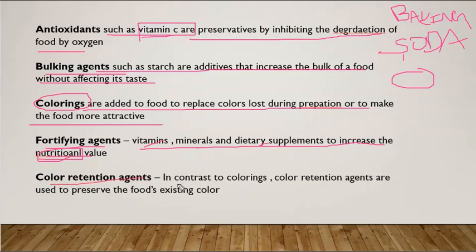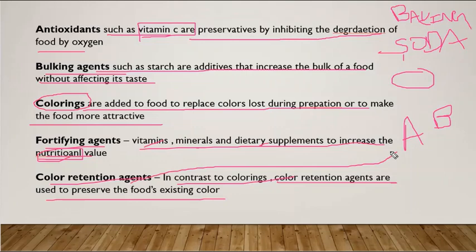Color retention agents. In contrast to colorings, color retention agents are used to preserve the food's existing color. See, this is food A and this is food B. Both will lose color. Here the color retention agents will be used in A but not in B. After using this, the natural color of A will remain, but the natural color of B will go. Then colorings or colorants will be used here, but still you will not get the natural look, right?